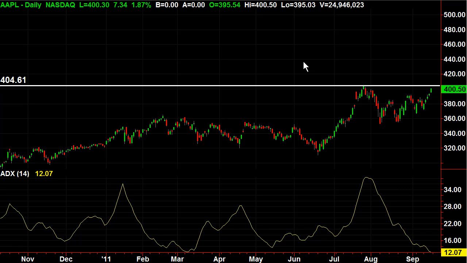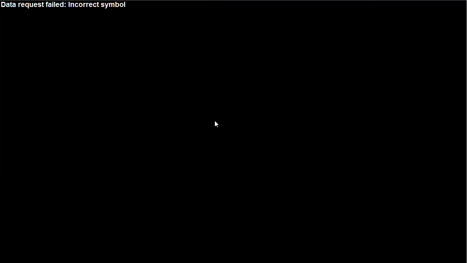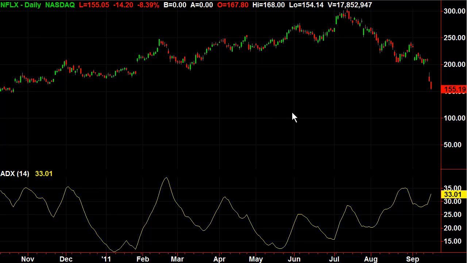Let's take a look at Netflix in... Okay, wrong symbol. Let me type it in there. All right, so here we've got a chart of Netflix on a daily, and this will work on a lot of different time frames, all the way down to a 5-minute and all the way up to a monthly chart. The preferred time frame that I like to use it on is a daily for swing trading.